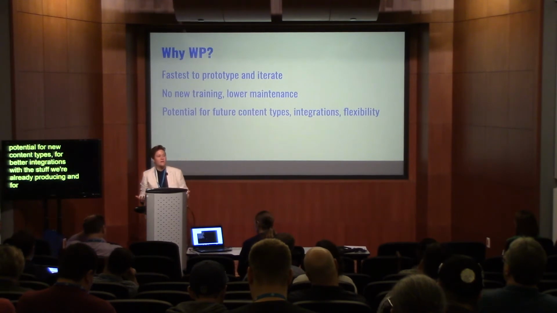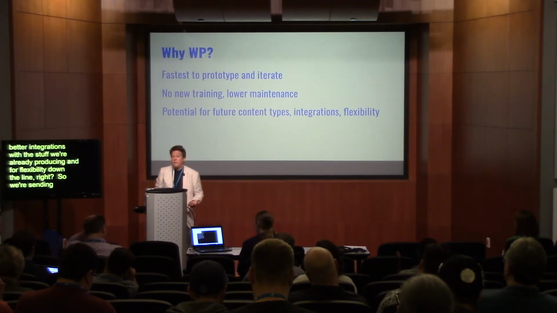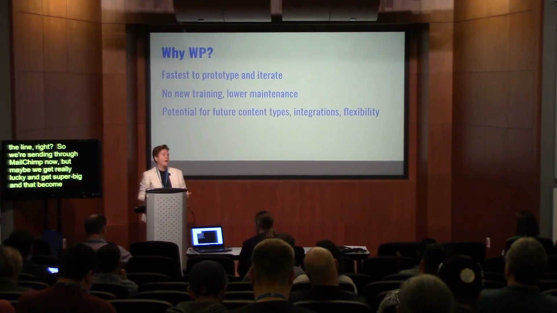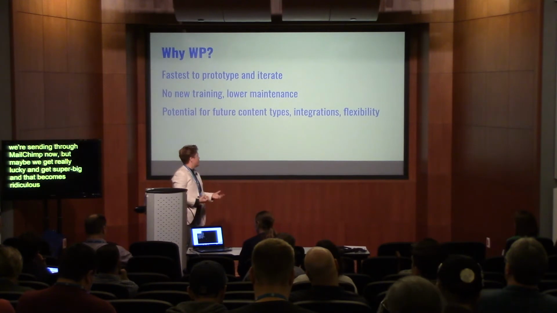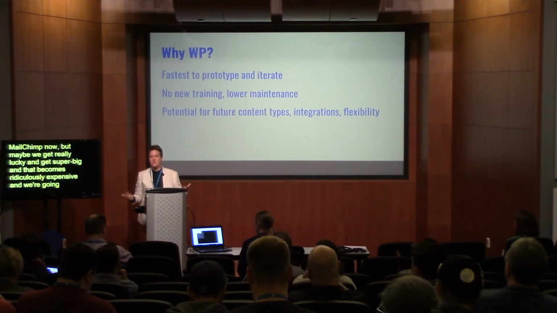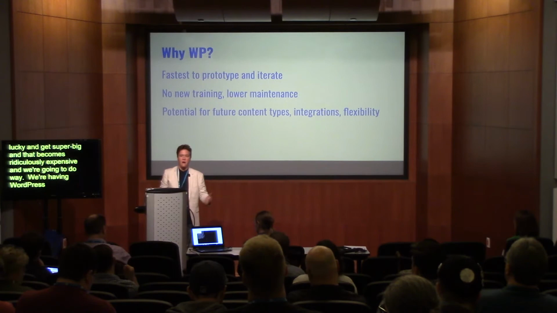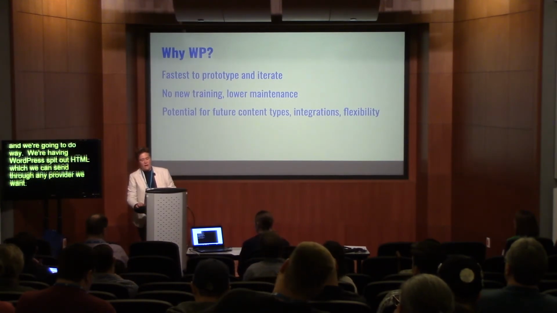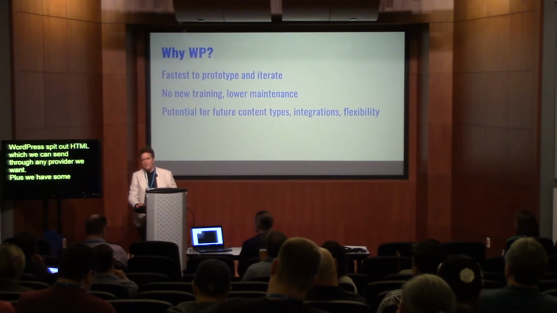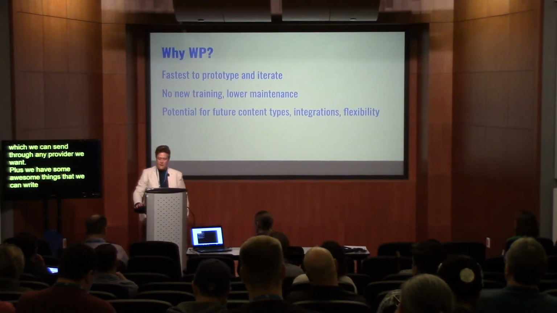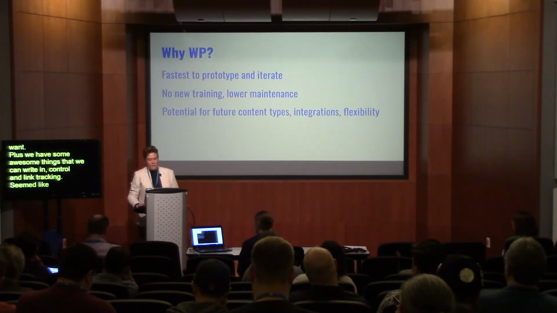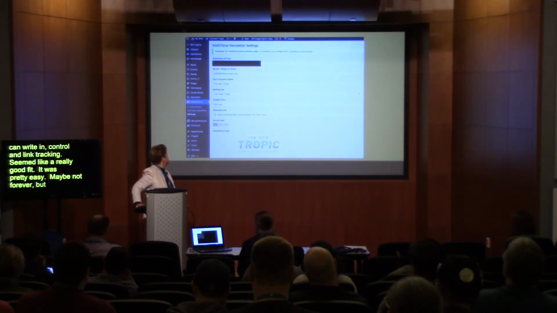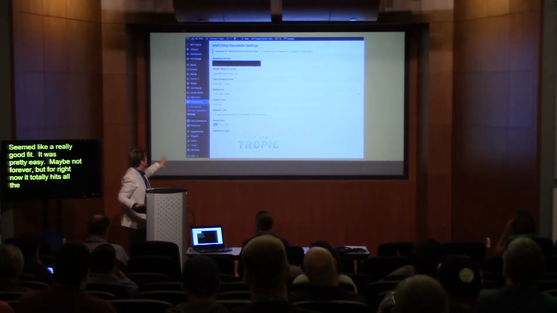So we're sending through MailChimp now, but maybe we get really lucky and we get super big and that becomes ridiculously expensive, so we're going to go some other way, right? So basically all we're doing is having WordPress spit out HTML, which we can send through any provider we want. Plus we have some awesome things that we can write in as far as control and link tracking and stuff like that. So it just seemed like a really good fit. It was pretty easy, and maybe we don't stay with this forever, but for right now it totally hits all the needs.